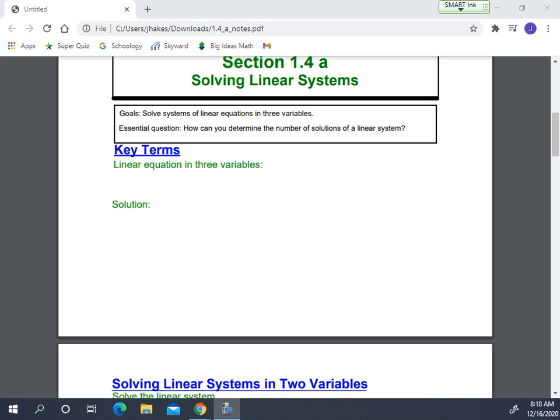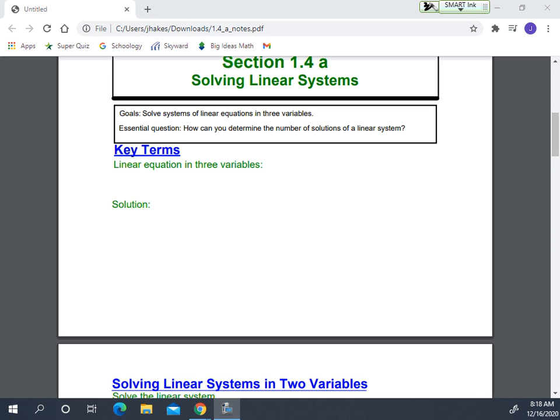Okay, this is section 1.4, part 1. We are solving linear systems. Today we're going to be learning how to solve linear equations with 3 variables. In the past, you may not have remembered, but you have solved linear equations with just 2 variables. Today, we're going to be learning how to solve these with 3.